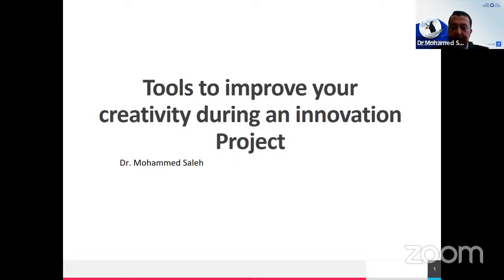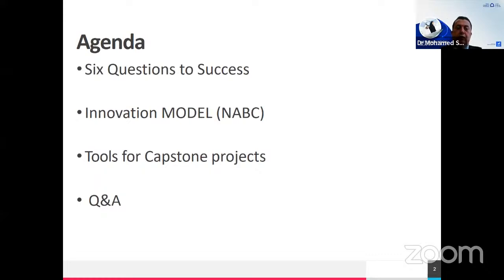Our presentation today is about creative tools to improve success during an innovation project. I know this might be very interesting for most of you, especially if you are working on a project or thinking of getting into one. So let us get started. Today we will talk about the 6 questions to success and the NABC innovation model. And also for the college students, we'll talk about tools for capstone projects or innovation projects, or any project in general.